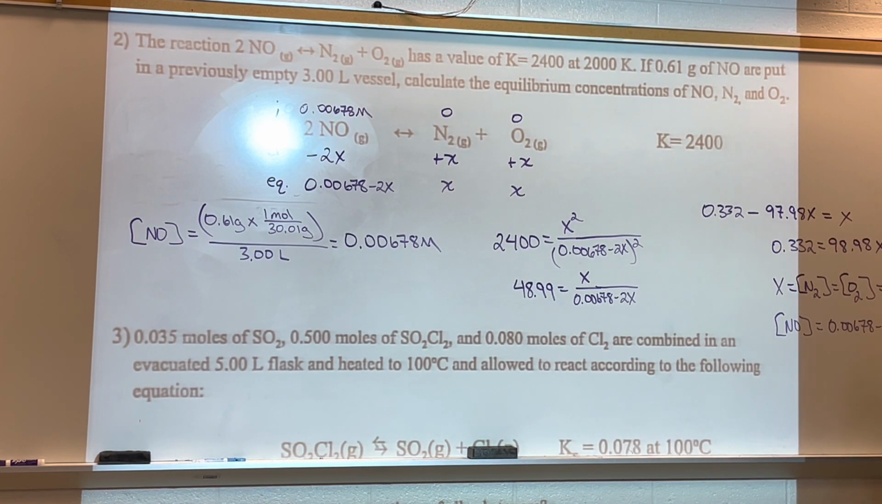It's 0.00678 minus 2 times x. He got 1 times 10 to the negative 4th or 5th? Well, he rounded it to 1 times 10 to the negative 4. That's why.